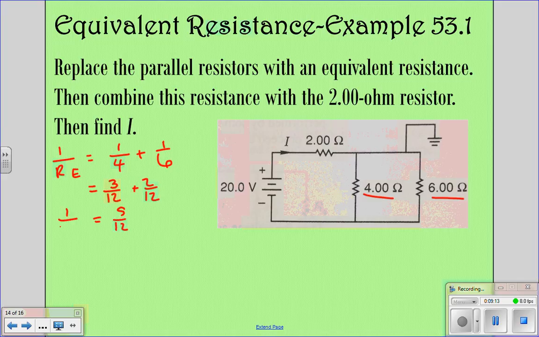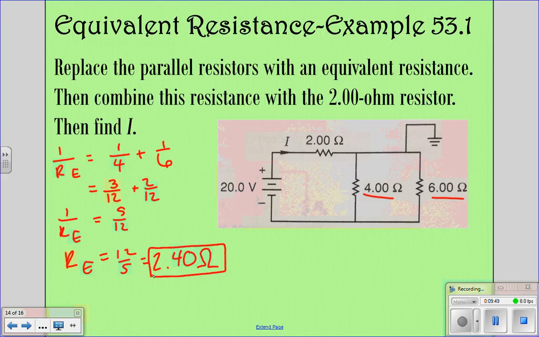And then we want to find R_E. Since we have one fraction on each side, we can just take the reciprocal of both sides. So the reciprocal of this is going to be R sub E, and the reciprocal of 5 over 12 is 12 over 5. But we don't deal with fractions in physics, so we make it into a decimal, 2.4. But we have 3 sig figs, so we need to add a 0, and then the units is ohms. So that's the equivalent resistor.